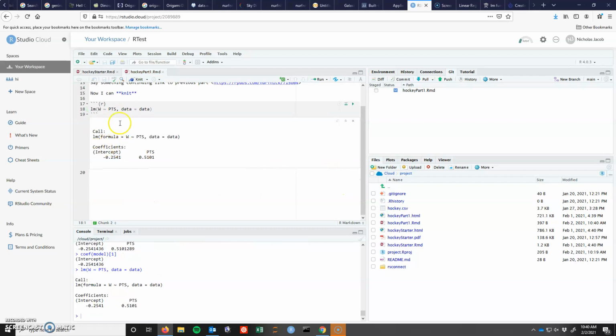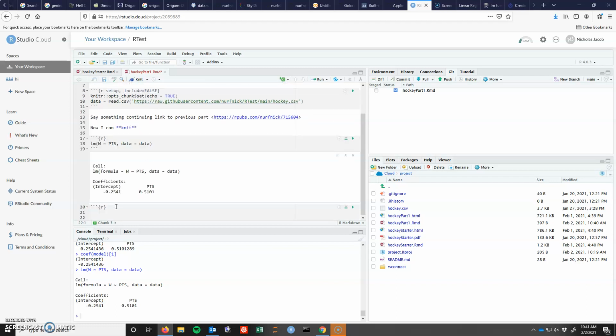So when I run this, it gives me this little output, which isn't terribly interesting. Looking at that, it does give me the coefficients. So we take the number of points, we multiply by a half, and then we subtract a quarter, and that would give us our predictor of the number of wins. Kind of makes sense. You get 2 points for every win. So there is an interpretability to those. You should interpret your statistics. And by the way, the minus a quarter means everybody starts out with a negative a quarter point, whatever that would mean.